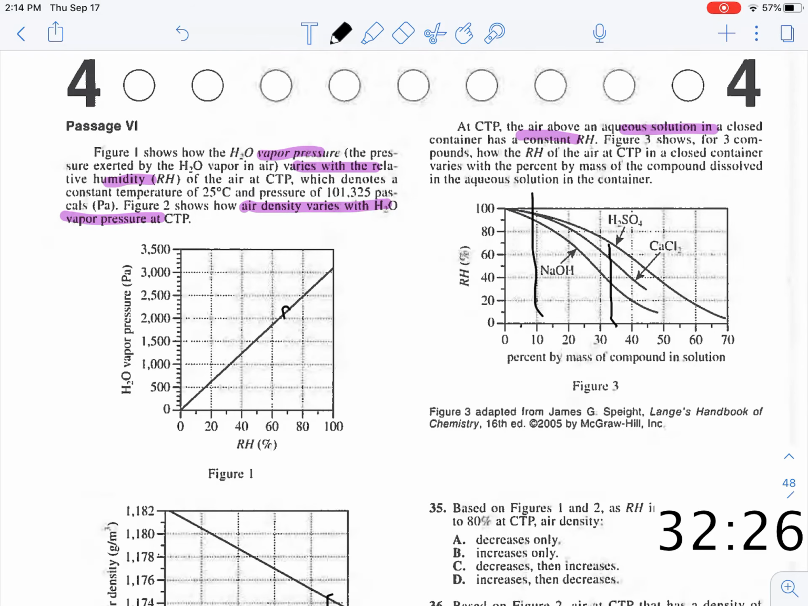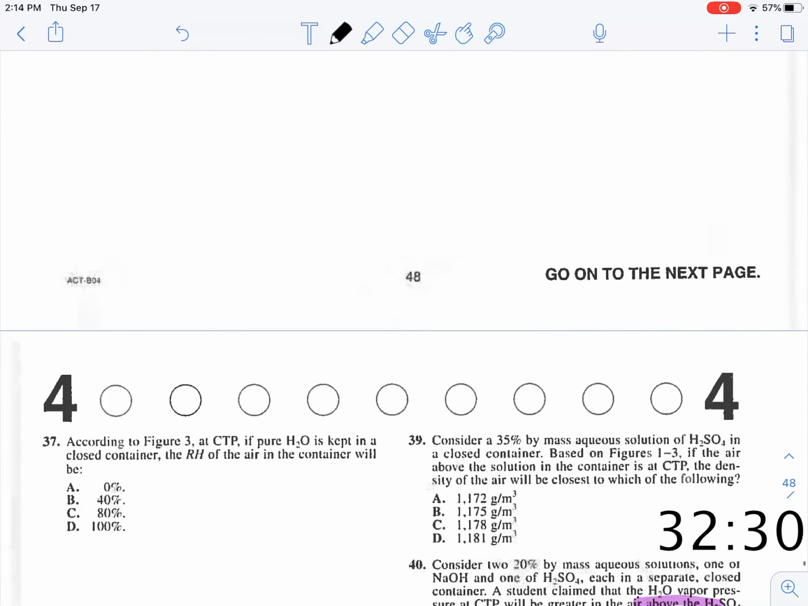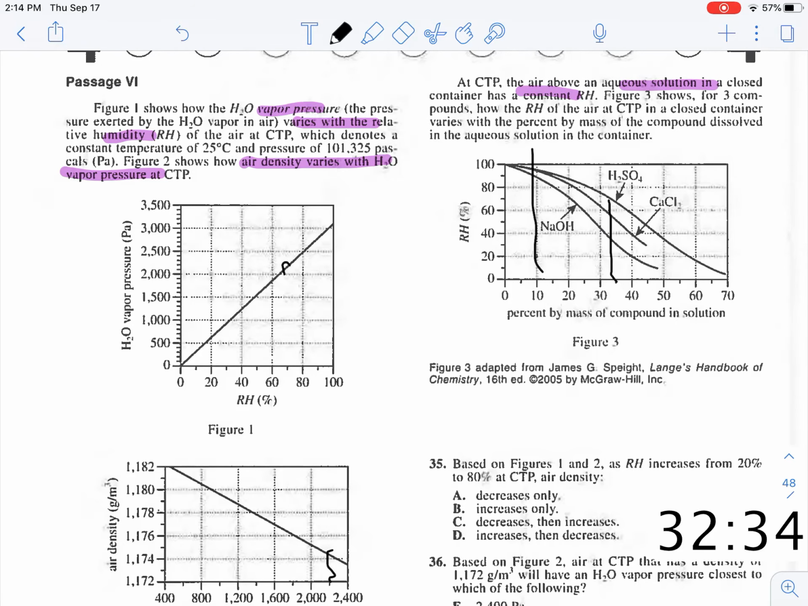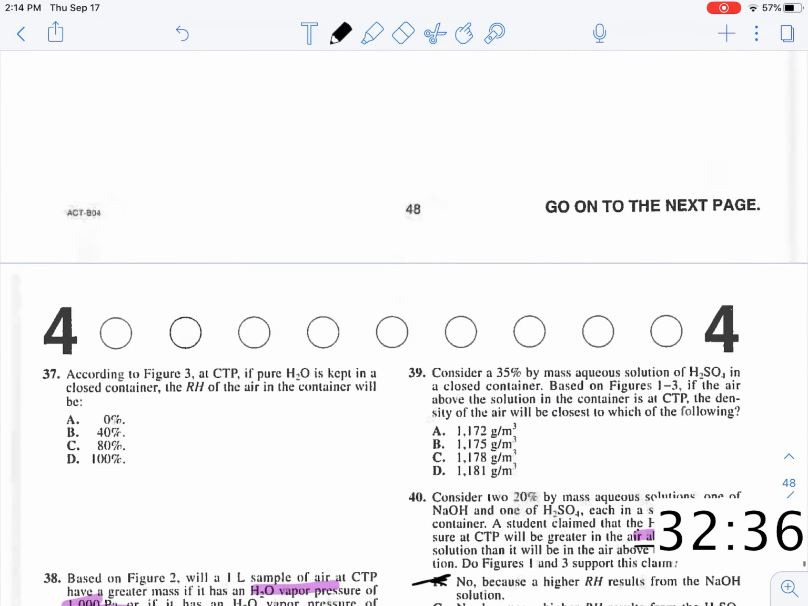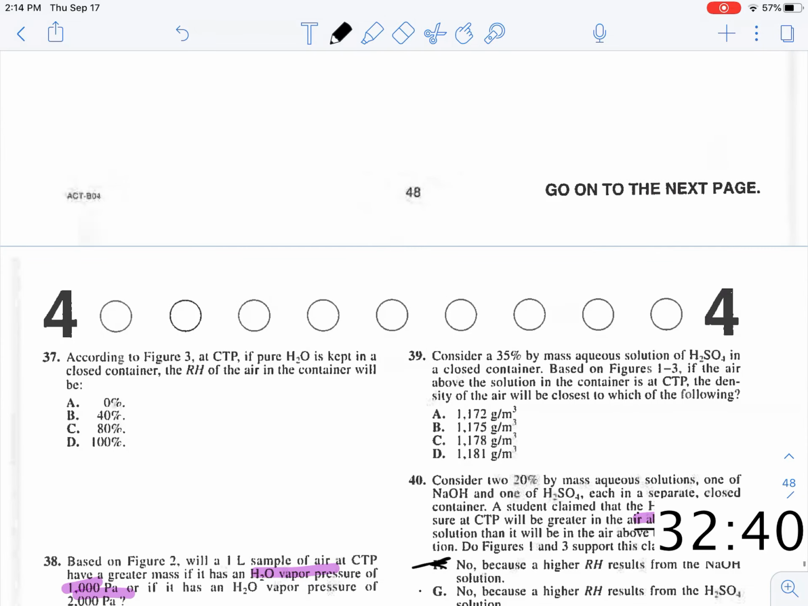Oh my gosh. How is that based on Figure 3? Oh man, this is annoying. Oh, never mind. Okay, if the concentration is 0, the relative humidity will be 100. Nope. That's D. 35, 37 is D.